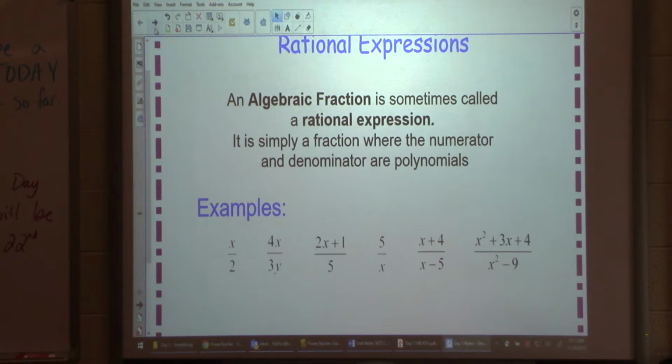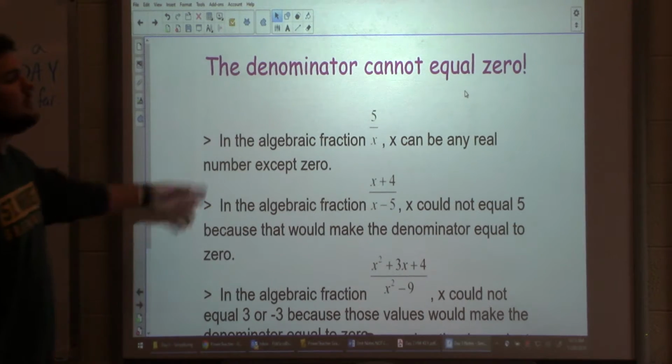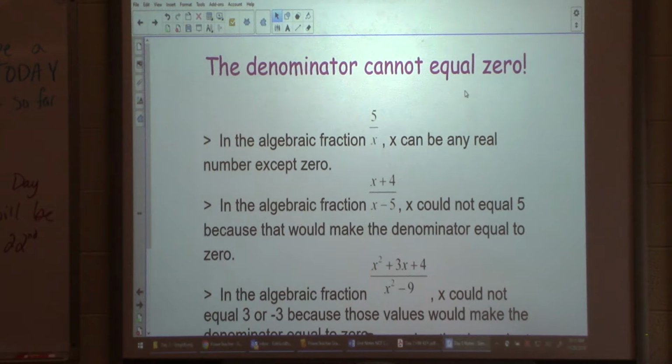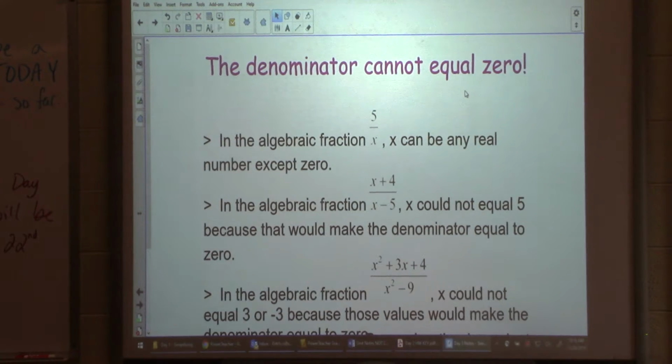Now, when we have any sort of fraction, not just any algebraic fraction, just a fraction in general, the denominator cannot equal 0. Why is that? What happens to a fraction if it has a denominator of 0? In your calculators right now, everybody get the calculator out. Do 3 divided by 0. I get error. You get error, right? It's an error because it's undefined. You cannot divide by 0. So, we cannot have a denominator of 0.